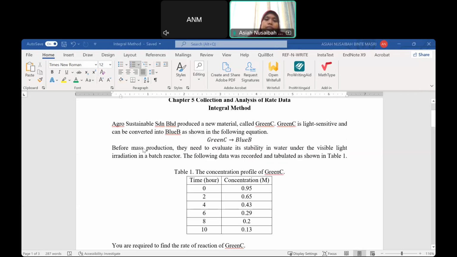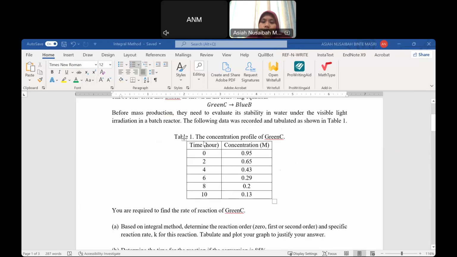It says that Agro-Sustainable Sdn Bhd produced a new material called green C. So it's the name of a material. Green C is light sensitive and can be converted into blue B as shown in the following equation, where green C can be converted into blue B. Before mass production, they need to evaluate its stability in water under visible light irradiation in a batch reactor. The following data was recorded and tabulated as shown in Table 1.